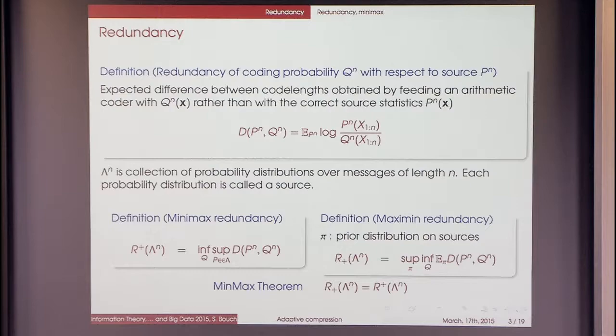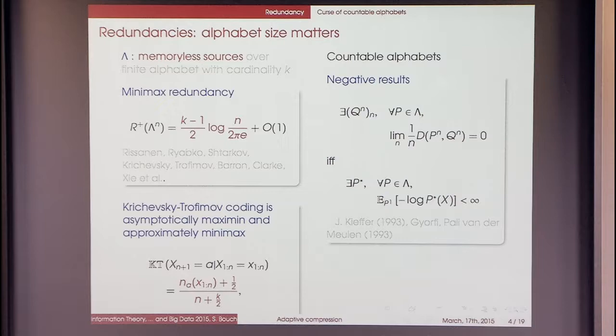Okay. So what is the role of the alphabet size there? What's special with looking at countable alphabets? Well, there are a host of classical results for memoryless sources with finite alphabet of cardinality k. Then almost everything is known about the minimax redundancy. And a series of works going from the 80s, 90s tells us that the minimax redundancy over that class of sources scales like this. It scales like the log of the message length, and in that way with respect to the size of the alphabet.